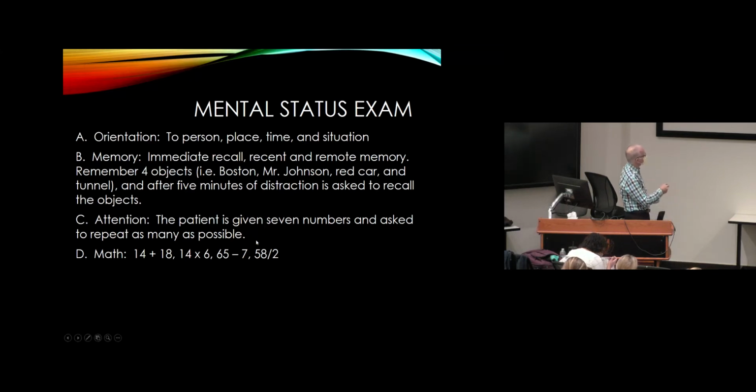Attention, we can test that by giving the patient numbers, like 7 numbers, and ask them to repeat as many as possible. Okay, we do some math testing. Remember the angular gyrus I said is important. If you have a lesion there on the dominant hemisphere, then patients will have difficulty doing that.